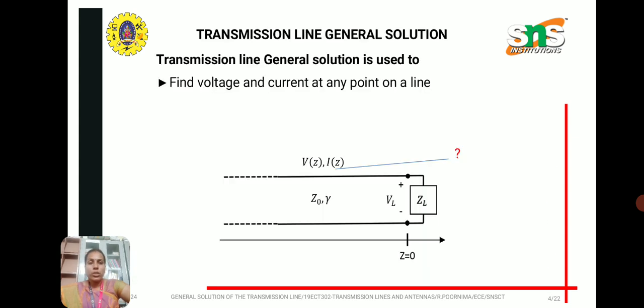So we are going to derive the general solution for the transmission line. It is used to calculate the voltage and current at a point on the line. We can take the transmission line having load impedance ZL, characteristic impedance Z0 and propagation constant gamma. In this diagram, the two values V of Z and I of Z are to be calculated.